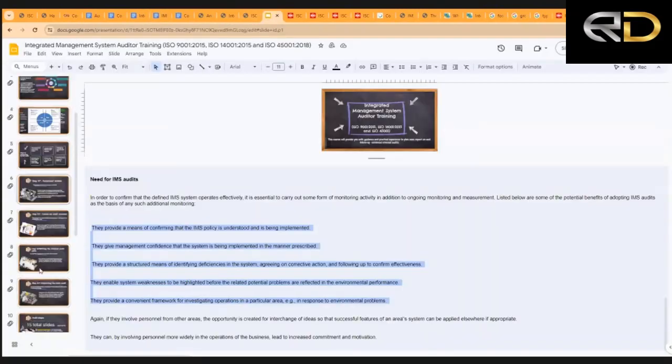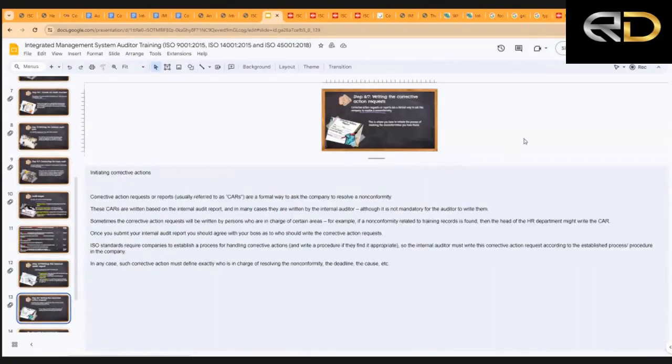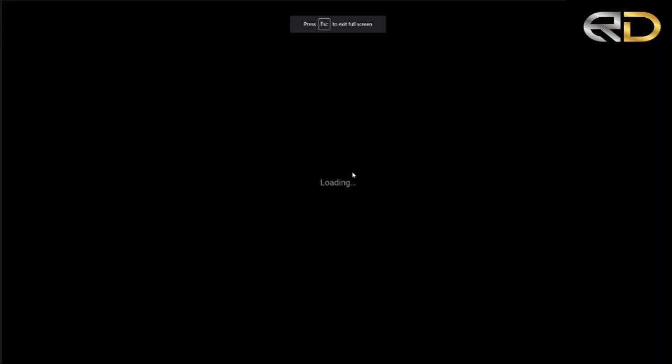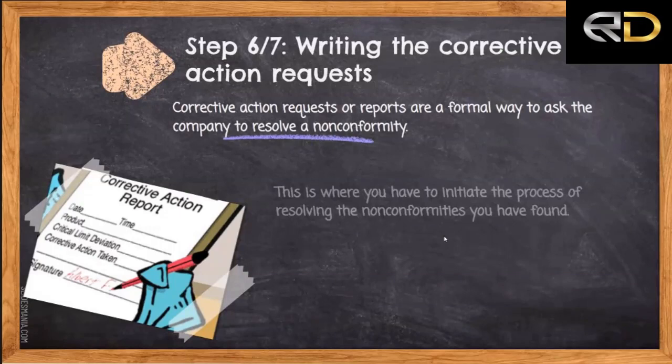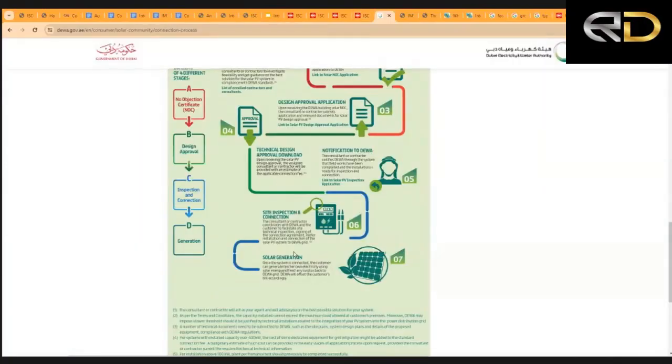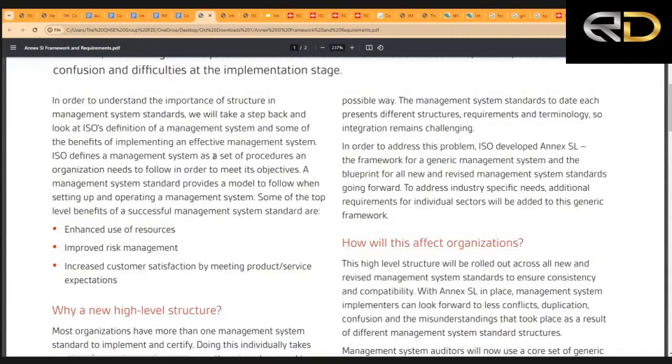So after that, let us now go to this section. After writing your internal audit report, you now go to the 2 last stages, which is what you are now going to write: your corrective actions, requesting the organization to resolve a non-conformity. At this point, you have to initiate the process of resolving the non-conformities that you have found. So that means whatever non-conformities I saw right here, I have to inform them what to do, with the idea of steering them back to the set of procedures they need to follow so that they can get the correct model to use when they are setting up.